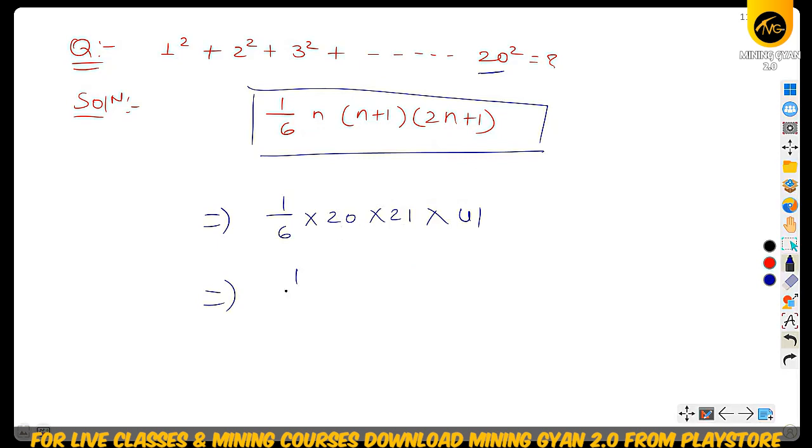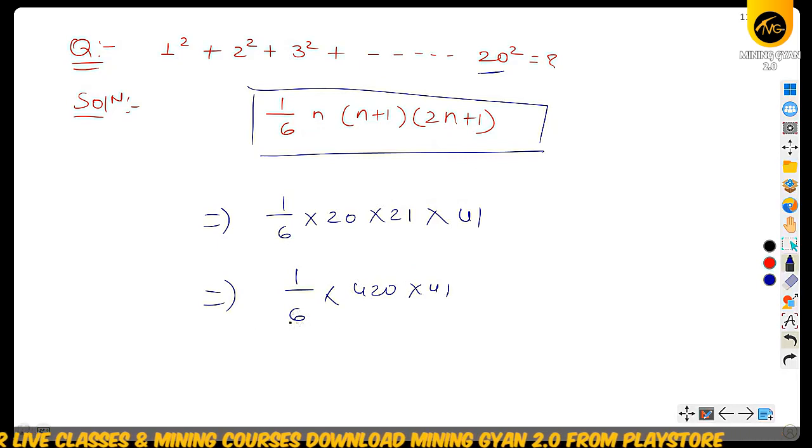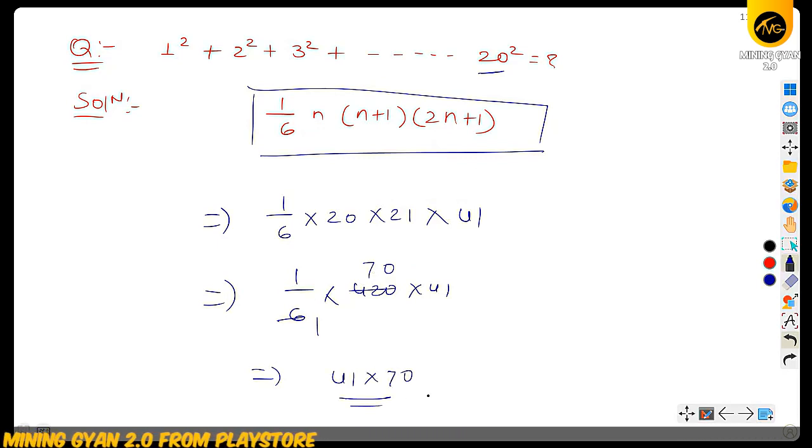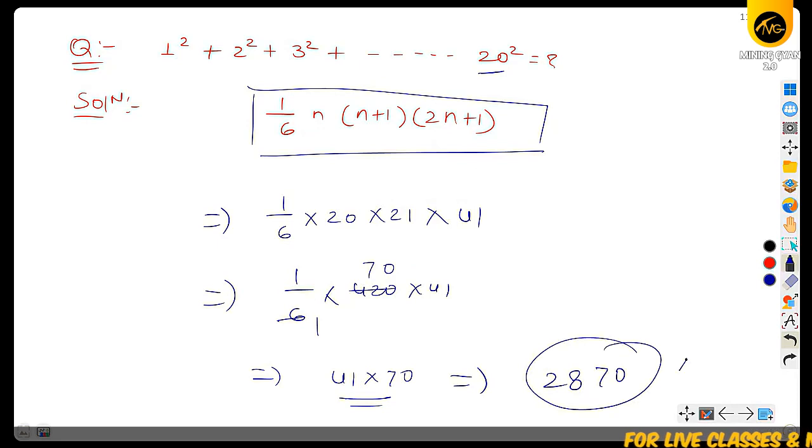20 into 21, 1 divided by 6 into 420 into 41. Now 6 ones and 7, that means 70. So 41 into 70. Now just multiply 41 into 70 and you will get the answer. So it is 2870. Correct, 2870 is the correct answer.